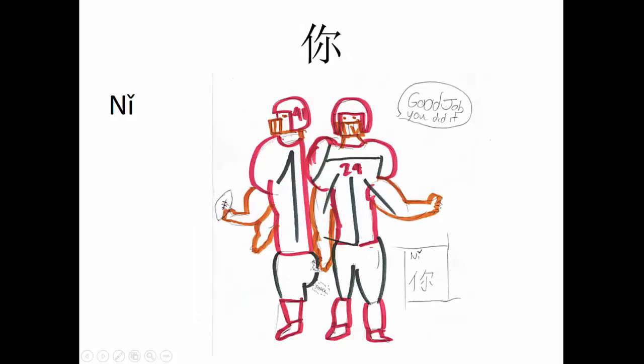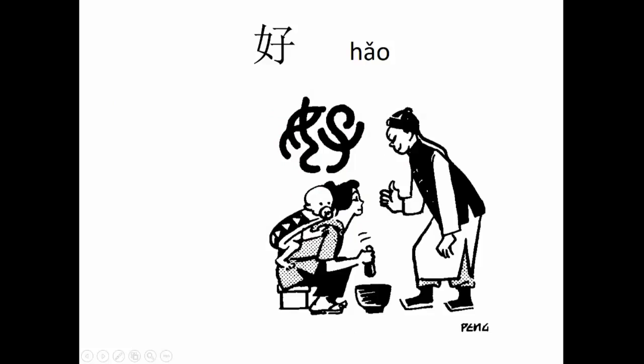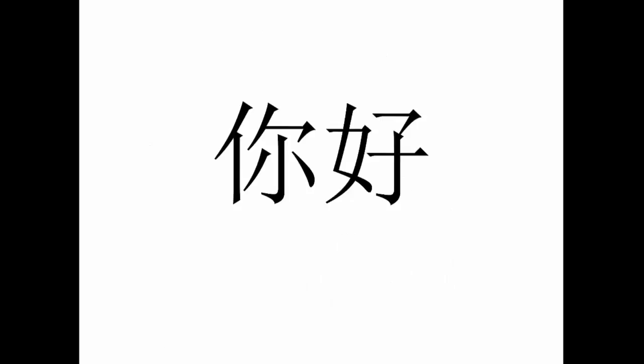Here's an illustration my student did of the character 你 with two football players, one with the person radical and the other doing the football butt pat, saying, "Good job, you did it." The next character is 好, good, represented by a woman and baby together, because that means the baby is with its mother, and that's the best place for the baby to be, the safest place. It's good. Together, those two characters make 你好, hello.